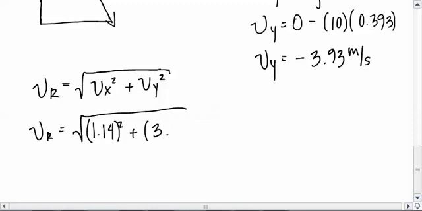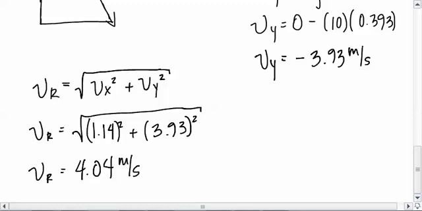I can do this. Why am I dropping the negative sign here? I'm going to square it anyway, and you guys, I love you, but you will make a goofy mistake with your calculator and not square the negative sign, so you'll wind up taking 1.14 squared minus 3.93 squared and just get wacky answers. You'd wind up with an imaginary number or something like that. So did you guys get like 4.04 meters per second? 4.09? What did you get? I'm going to use yours because I want to.